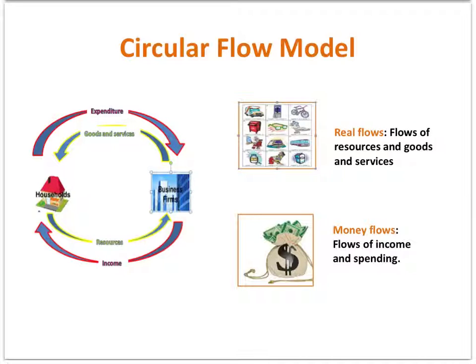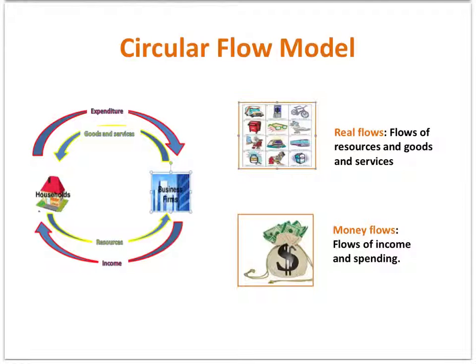Circular flow refers to the flow of resources, goods and services, and money between households and businesses. In this model, it is assumed that households are the owners of production resources and households supply resources to firms. Firms use these resources to make goods and services and then supply them to households. In return for resources supplied to firms, households earn income, and then they spend that income to buy goods and services from firms.